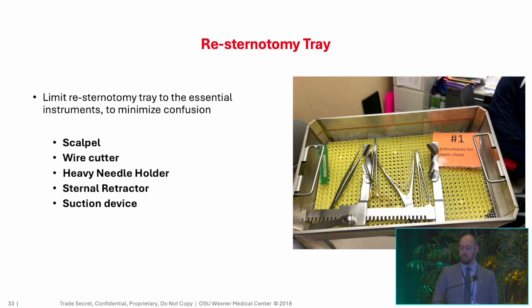But the thought behind this is we have an open chest cart in our ICU, so it's physically there. All we have to do is have one of our personnel wheel it over to the bedside. It takes 10 seconds. You open this thing up, and the resternotomy tray is literally 5 things. It's got a scalpel, a wire cutter, a heavy needle holder, a sternal retractor, and a suction device. And that's literally all that's in it.